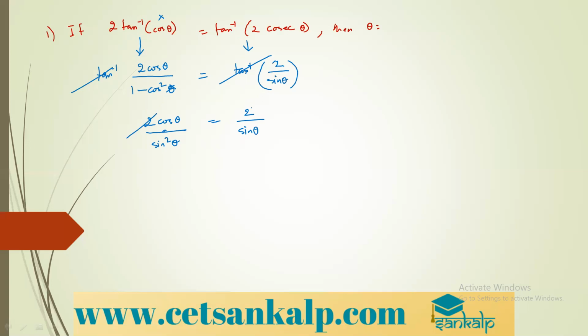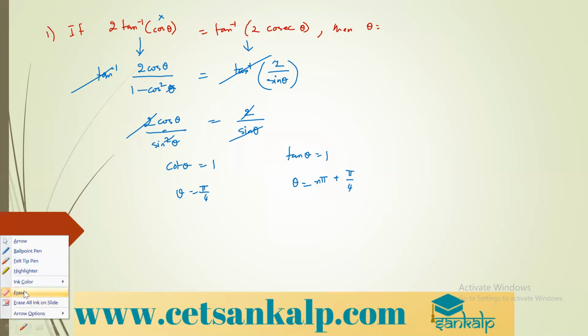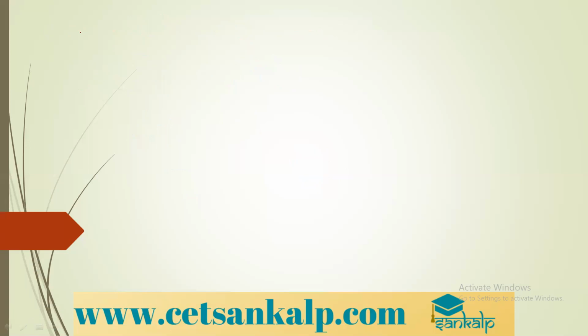So I can cancel 2 on both the sides. I can cancel 1 sine theta. So cot theta is 1. That means theta is pi by 4. And for this equation, the general solution, I can write tan theta equal to 1 and the general solution as n pi plus or minus pi by 4. Because plus pi by 4 is generally taken, we will take just plus pi by 4. And this is how comes the answer for the first question.